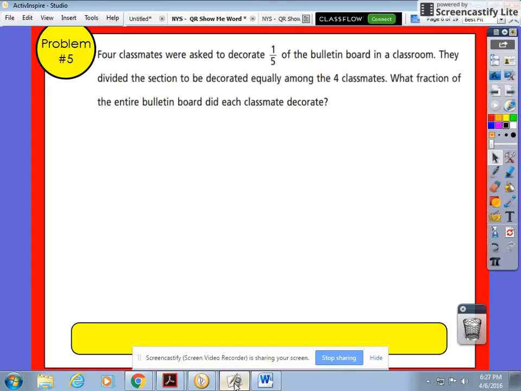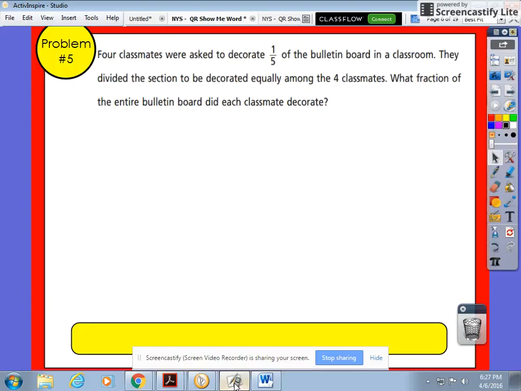So let's move on to problem number 5. Please follow along as I read the problem aloud. 4 classmates were asked to decorate 1/5 of the bulletin board in a classroom. They divided the section to be decorated equally among the 4 classmates. What fraction of the entire bulletin board did each classmate decorate?